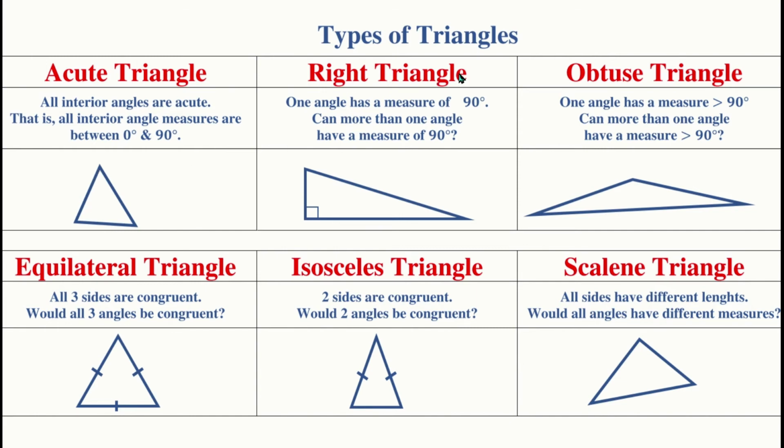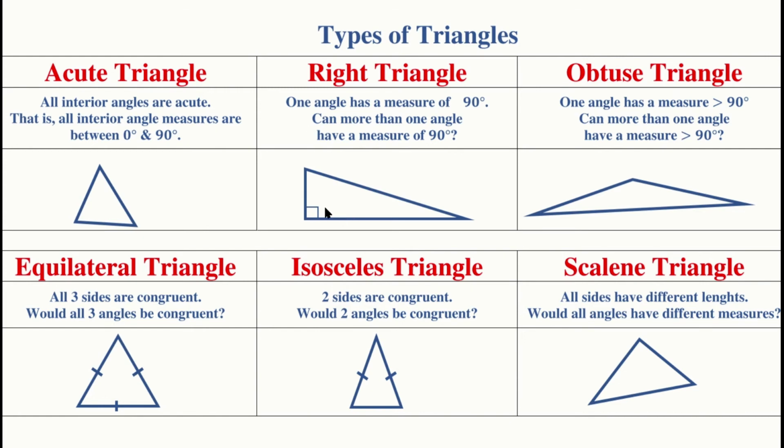A right triangle is a triangle that has one angle measuring 90 degrees. Now, as you know, of course, it's impossible to have more than one angle with measure 90 degrees, right? Think about why that would be true for a minute before you listen to the rest of the video.